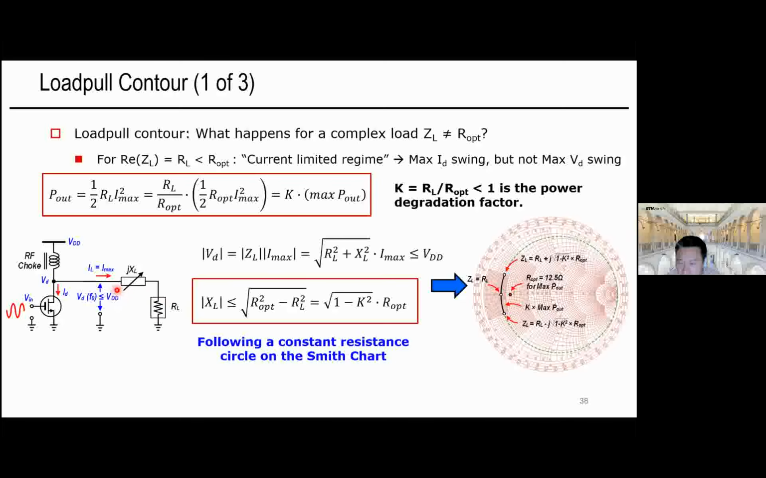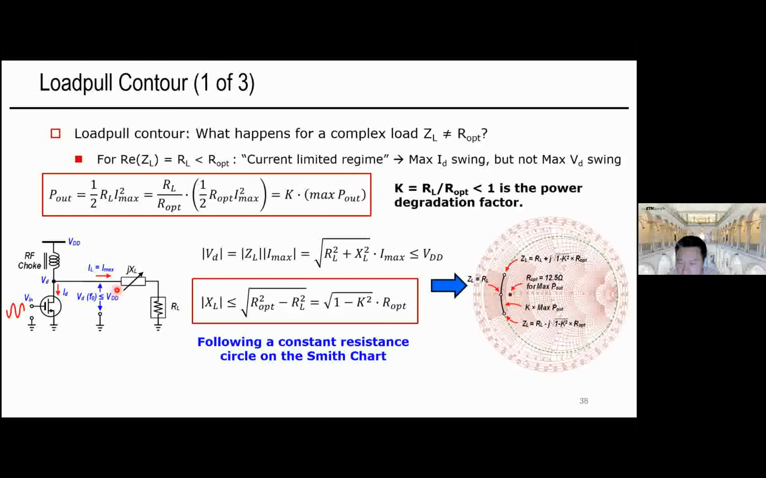For a given RL and a fixed power degradation factor K, the resulting RL plus jXL curve essentially follows a constant resistance circle on the Smith chart, shown on the right. On this trajectory, the PA generates the same output power with the same power degradation factor.